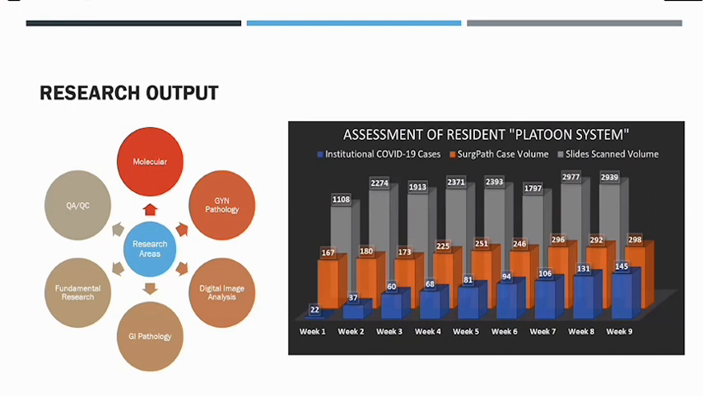Here we looked at the growing number of COVID cases in our hospital, and also the growing number of surgical pathology cases that we get every day and the number of slides that we're getting scanned. This was weekly monitoring to know how long we could stay completely digital. And then we went for 2 months. During that span, with the foresight shown by the AP leadership, none of the residents, none of the fellows, none of the attendings ever contracted COVID during that platoon system that we came up with. I thought that was incredible.